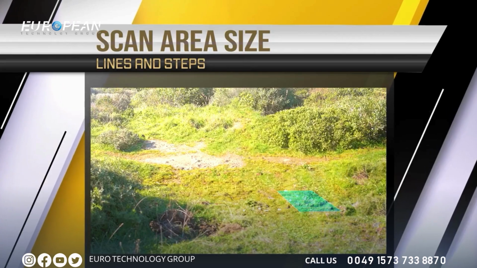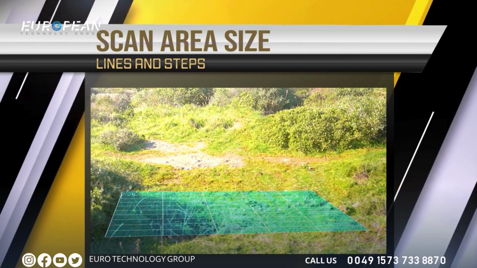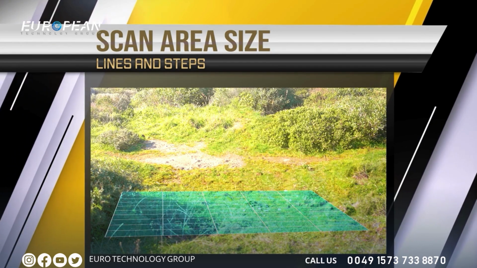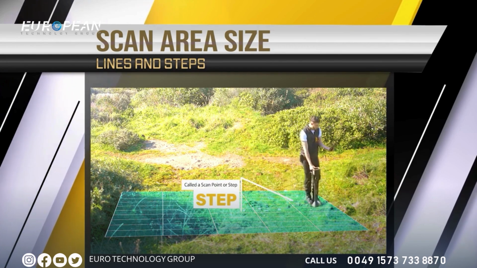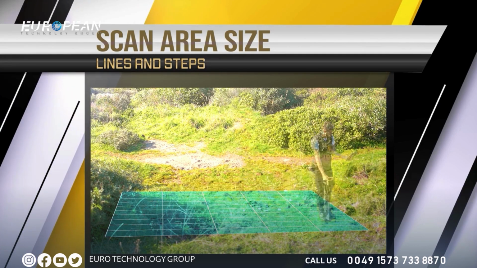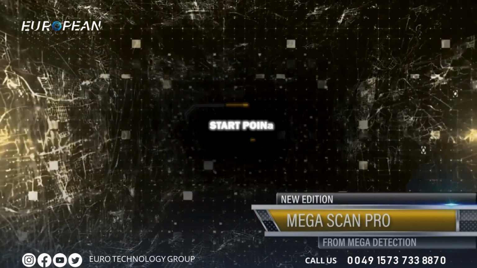To understand the difference between lines and steps, look at the following figure. When the user stands straight in the search area, every step he takes forward is called a scan point, or step. And every time the user moves to the left or right, it's called scan line, meaning he moves to a new scan line.